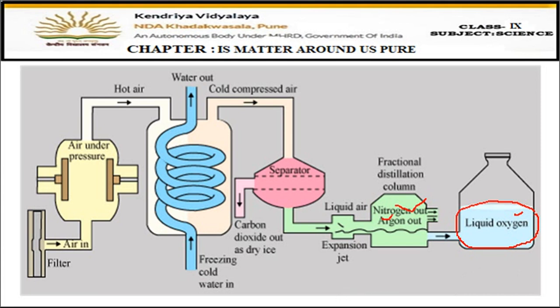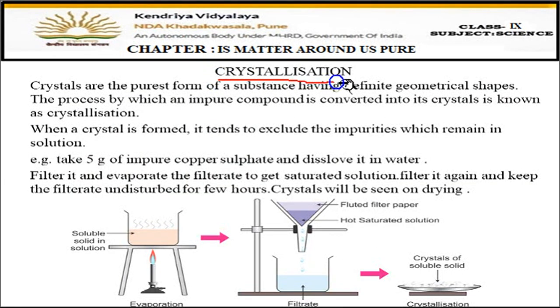Fine. Now, the next one is crystallization. Crystals are solids which have a definite geometrical shape, like the cubes of sugar you might have seen. So they have a particular geometrical shape, and they are called crystals. Crystals are the purest form of a substance. In a crystal, there is no impurity mixed, and they have a particular definite shape also.